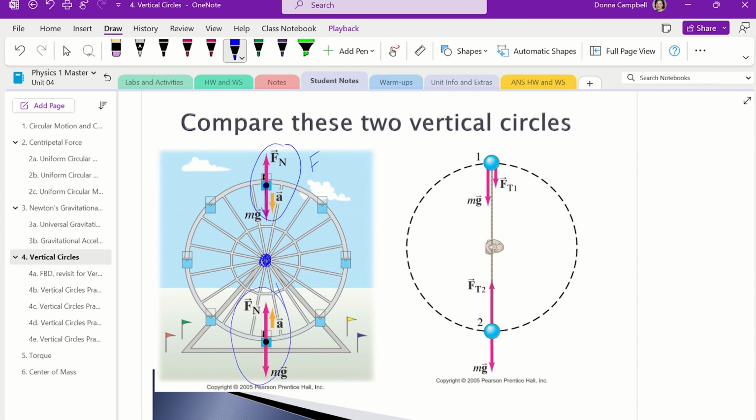So here, you would say Fc is equal to Fg minus Fn. At the bottom, you say Fc is equal to Fn minus Fg. And let's just recall that whatever's pointed to the center of the circle is the positive one. So normal on the bottom, Fg on the top, and the other things are taking away from it. And just for comparison, let's write this one out. Fc equals Fg plus Ft, and Fc equals Ft minus Fg.